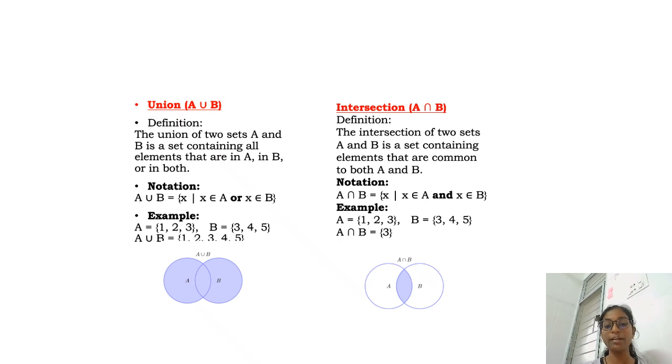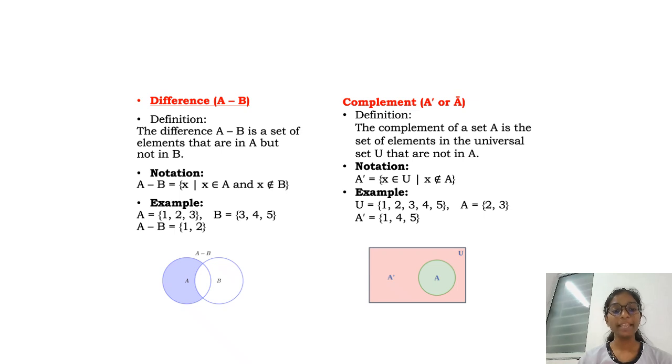And here is the Venn diagram of intersection of A and B. Here we can see the common elements which are in A and B. Difference, and it is denoted as A minus B. Definition: the difference A minus B is a set of elements that are in A but not in B. And notation: A minus B equals {X such that X belongs to A and X does not belong to B}. Example: A equals {1, 2, 3}, B equals {3, 4, 5}. A minus B equals {1, 2}.